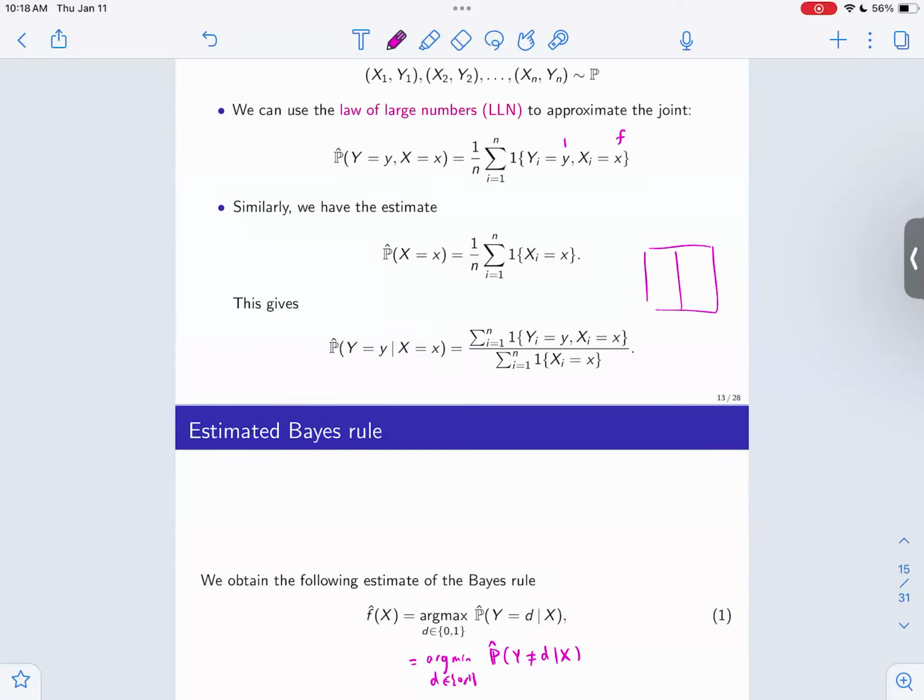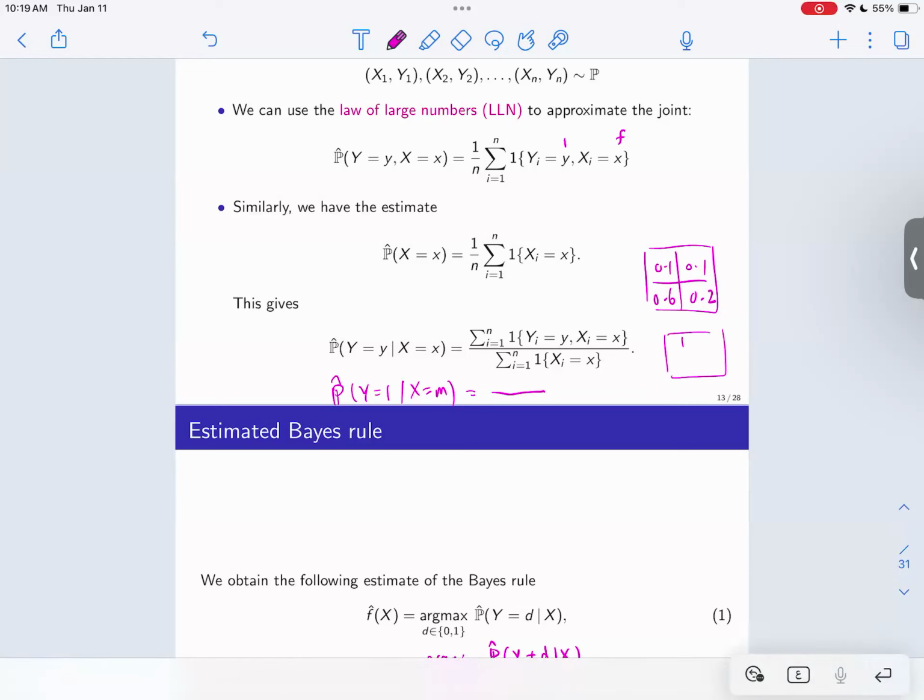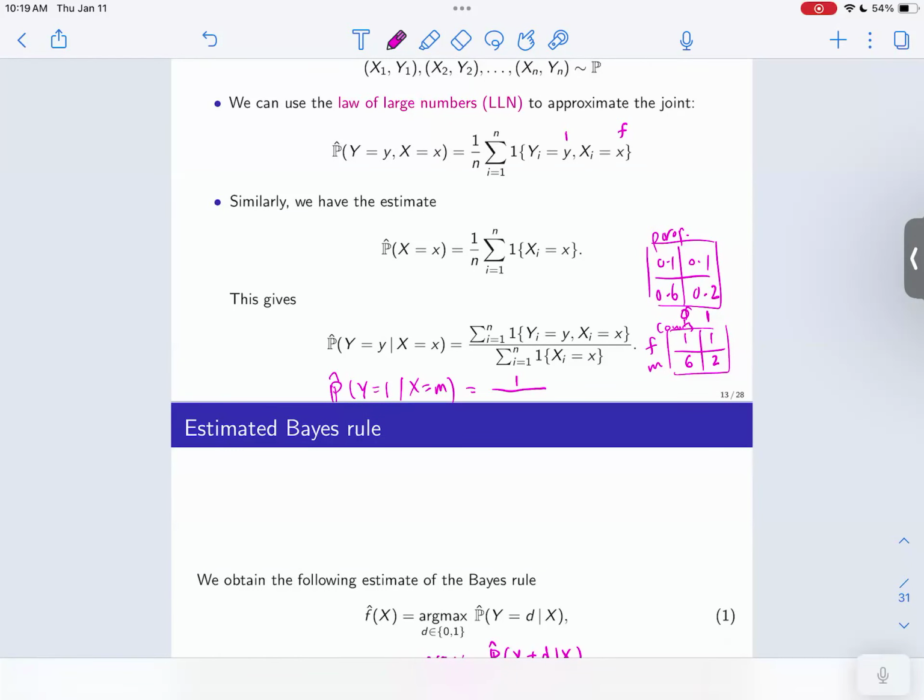So our table was like this. You can actually go and calculate 0.1, 0.1, 0.6, 0.2, I guess. So if, for example, this was y equal to 1, given that x is equal to, I don't know, male, the counts would be, here we have the counts, which would be like 1, 1, 6, 2. This is counts. This is proportions. So I'm counting how many are both, I think this was not survived, this is survived. Female, male. This is not survived, survived. So this would be 2 divided by 10.